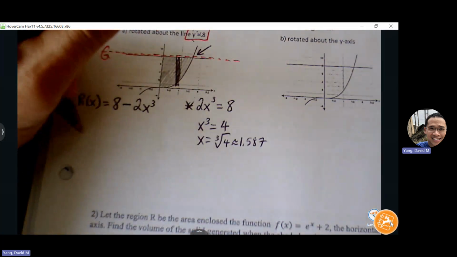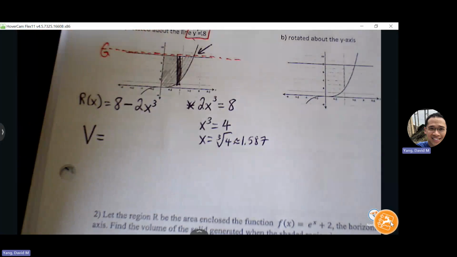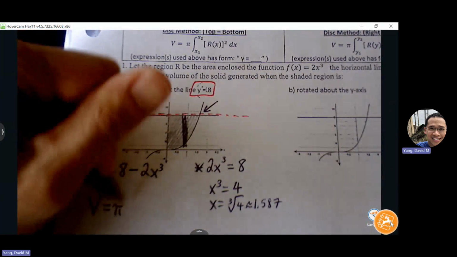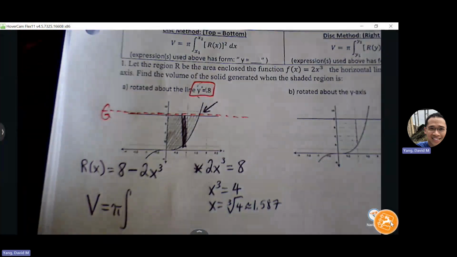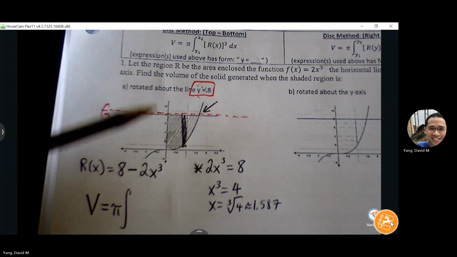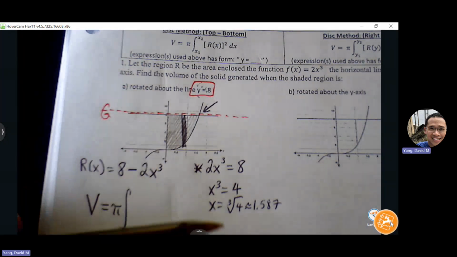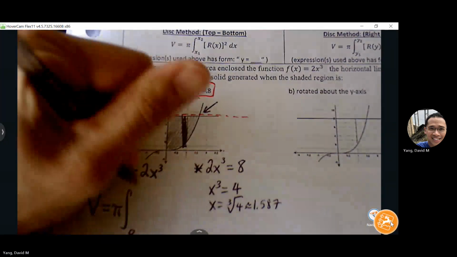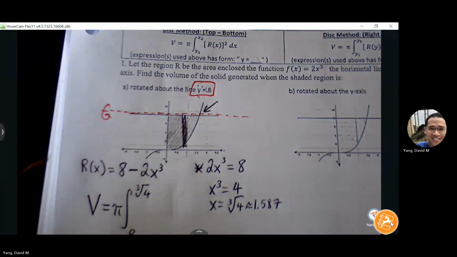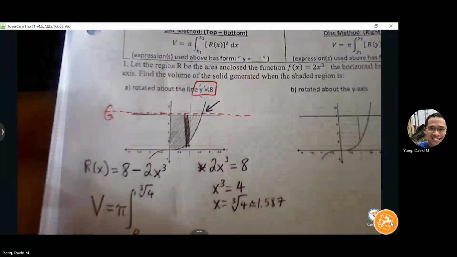Okay, so I think we have everything that we need to build our volume formula. So V equals pi, definite integral from 0 to cube root of 4, big R squared.